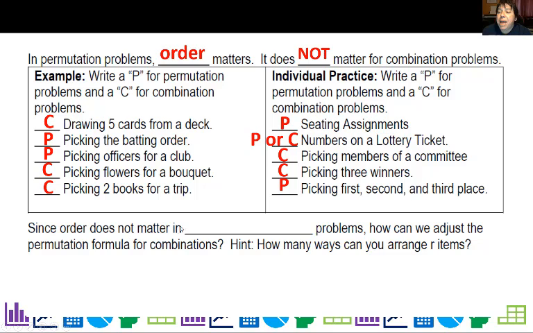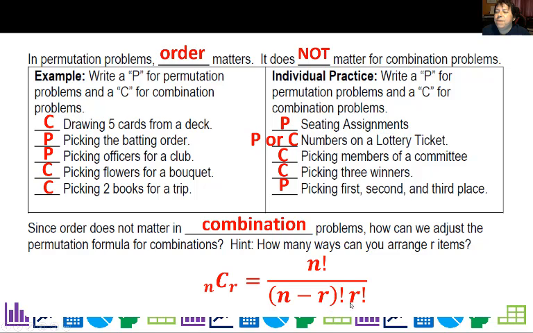Since order does not matter in combination problems, you can see with the C's, how can we adjust our permutation formula? Well, the hint is the ones we do pick, how many different ways can we arrange them? That's how many times too much we count. So we actually divide by that, kind of like I showed you with the Braden and Ellie problem.